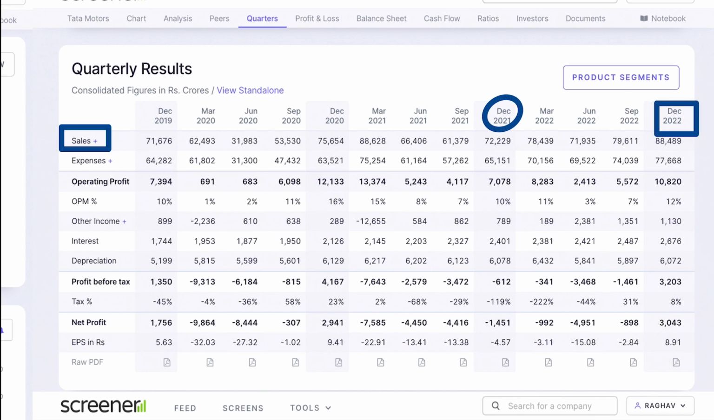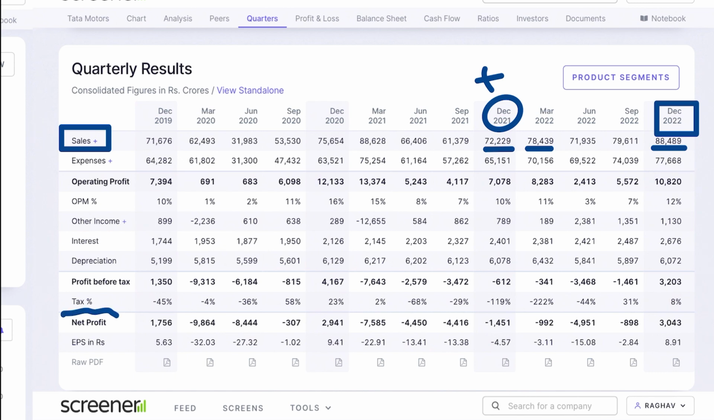As far as this is concerned, you may notice the stock sales was 72,000 at one point, 78,000 at one point, and it has now reached 88,000, which means over the period of time, the stock sales has been increasing, which is a positive sign for any investor.